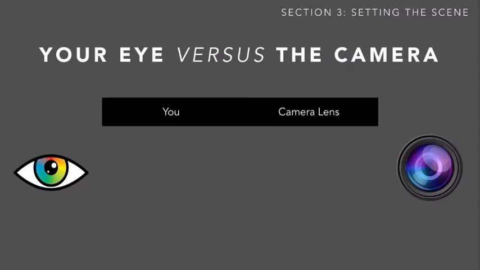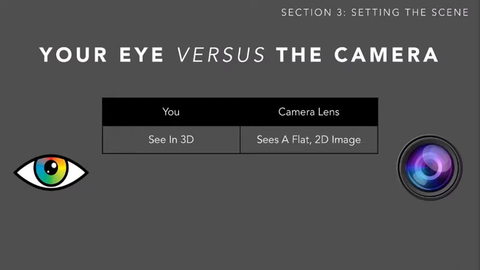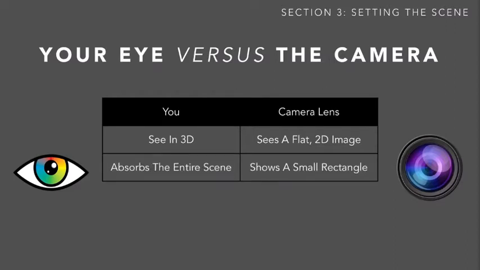Let's go over some of the differences between your eye and the camera lens. You see in 3 dimensions. Your eyes send data back to your mind, which interprets the entire scene from every angle, and you get a very complete picture of the entire room. But the camera only sees a flat, 2-dimensional image. Similarly, you absorb the entire scene, everything in the room, you can look at it from different angles, and you understand the spatial elements of where you are. Whereas the camera just shows one small rectangle and leaves out the vast majority of the information going on in the rest of the room.